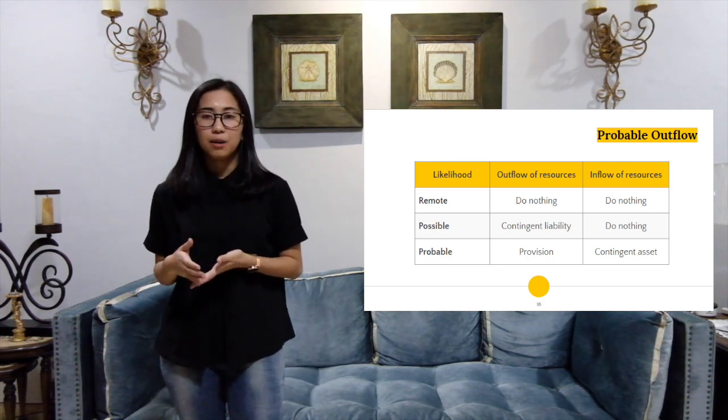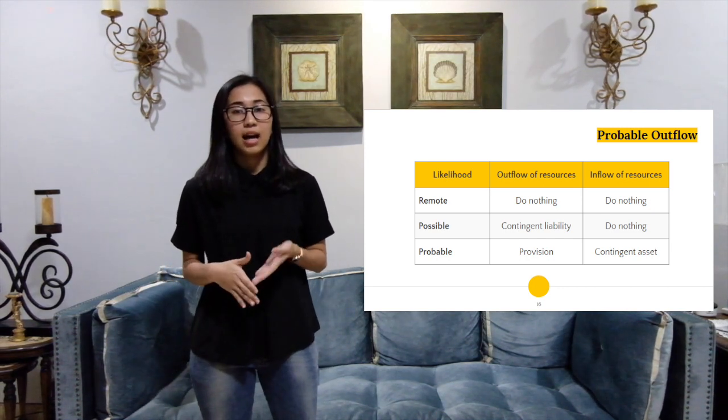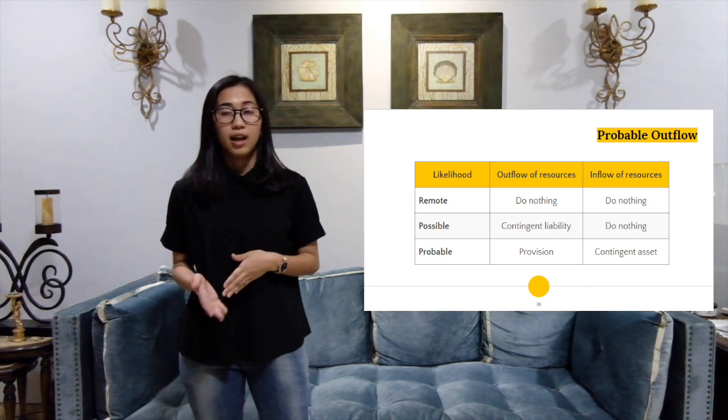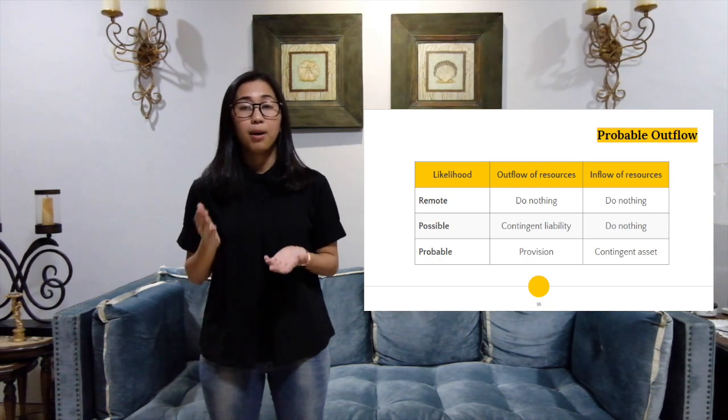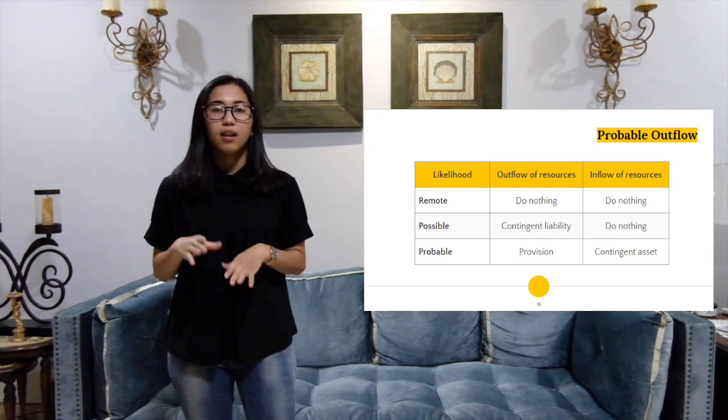A reliable estimate of the outflow of economic benefits is required to settle the obligation. In extremely rare cases, when a reliable estimate cannot be made but the liability exists, then the liability cannot be recognized. The next topic is about measurement and will be explained by Dewi.